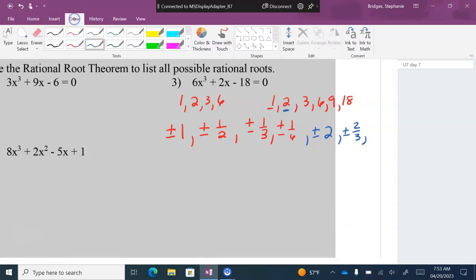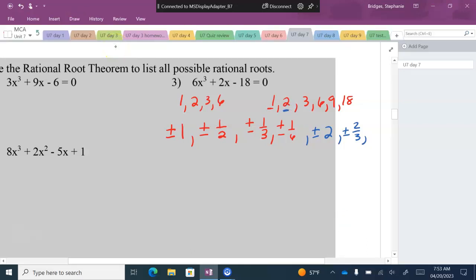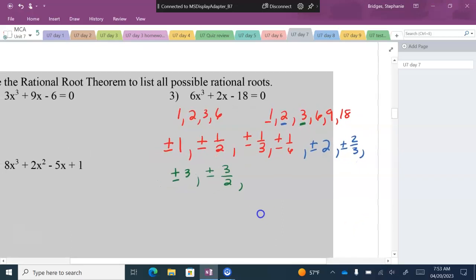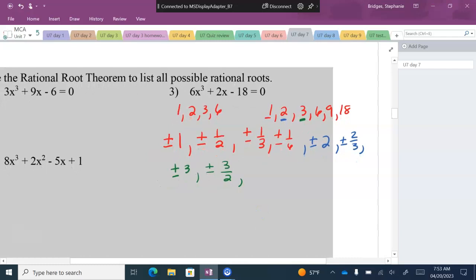Then I move on to the 3. So let's see, we're going to go plus or minus 3 over 1, which is just 3. Plus or minus 3 over 2, which I don't have. 3 over 3 turns to 1, which I already have. And 3 over 6 turns to 1/2, which I also already have. So then I can move on to the next set.